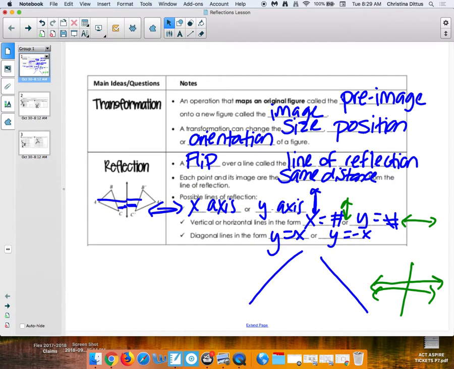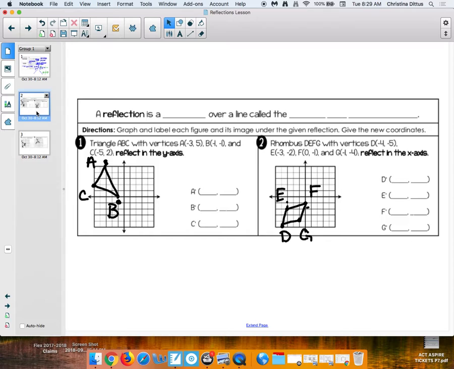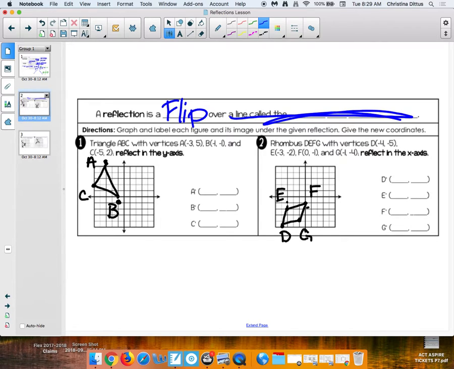Okay, turn to your flip book. That very first thing, just take your cover off. Let's just fill this out. Reflection is a flip. We don't need to fill that out again. We already have that.